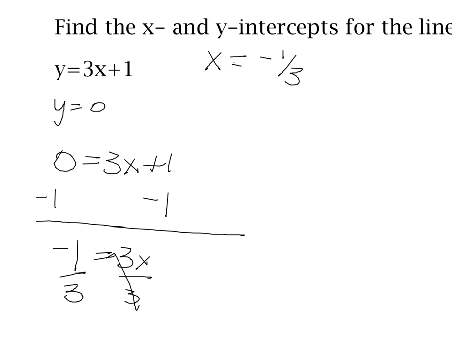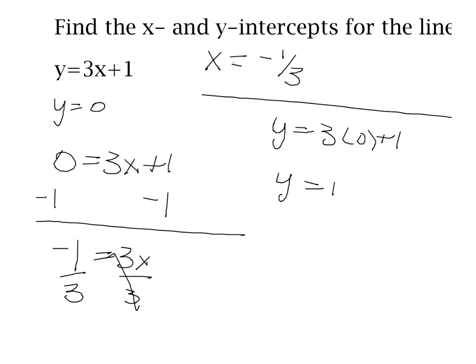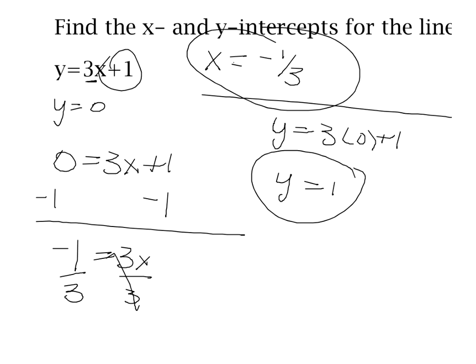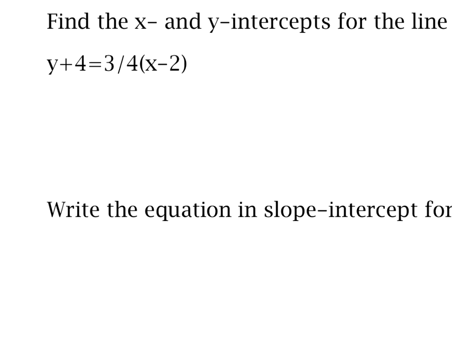For the y-intercept, I let x equal 0, and I get y equals 1, which we probably should have figured out just from looking at it. But it's nice to know that even if you're not paying attention, as long as you remember that for the y-intercept x equals 0, and you can evaluate it, you'll still get the right answer. So we have the x-intercept and the y-intercept.